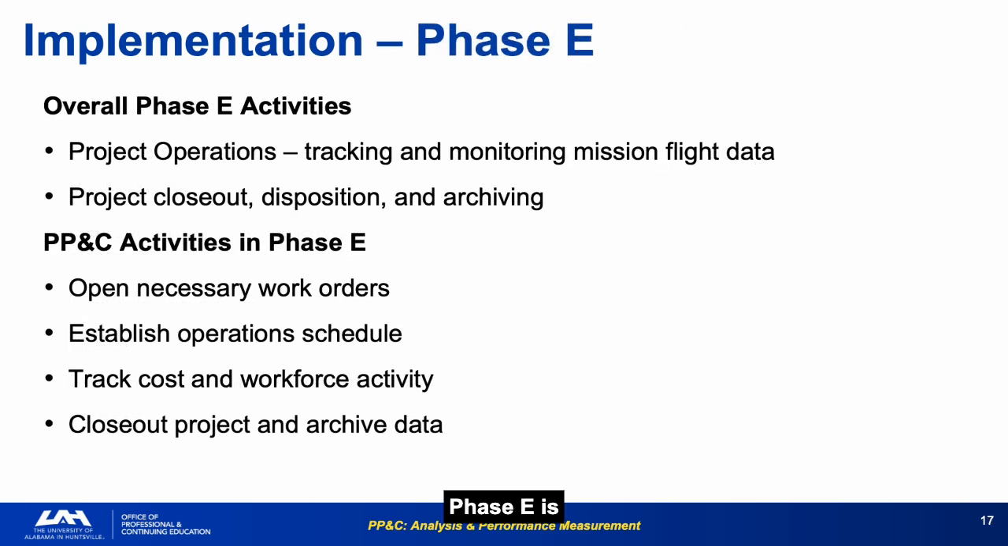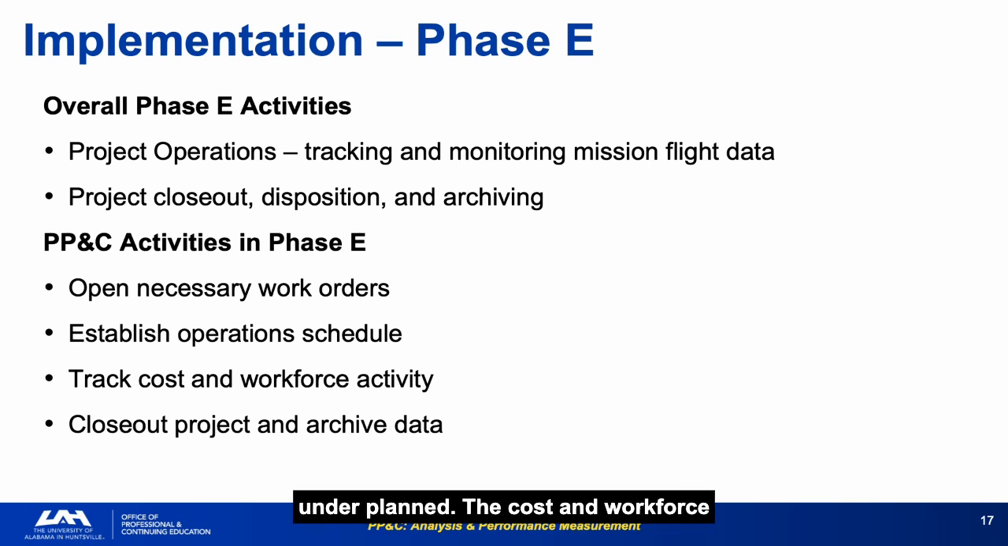Phase E is operations, tracking mission flight data, managing ongoing costs, and eventually closing out and archiving the project. PP&C activities in Phase E are leaner than Phase D, but they do not stop. Work orders, operation schedules, and cost tracking continue. Closeout and data archiving are often underplanned. The cost and workforce to complete them must be included in the EAC.